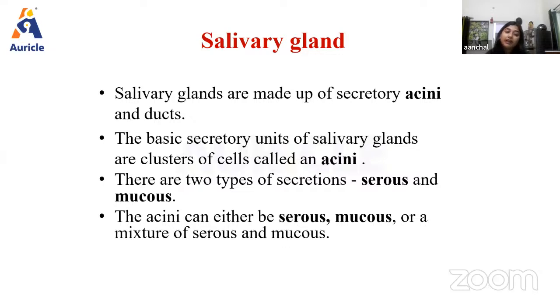Another type we have is the mixed gland, in which the secretion can be of both types, the watery and the mucus. Both types of secretions can be present. So mixed glands are made up of both serous and mucus cells. Submandibular, sublingual and labial glands are examples of mixed glands.